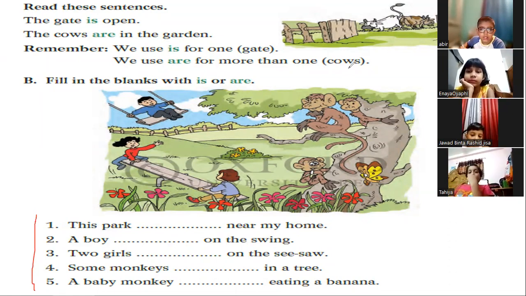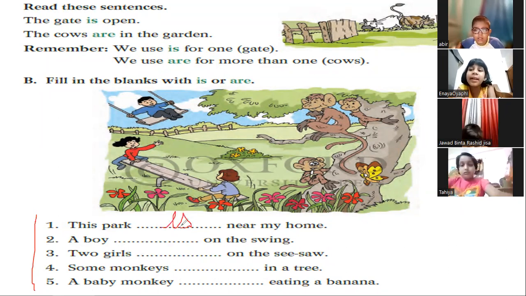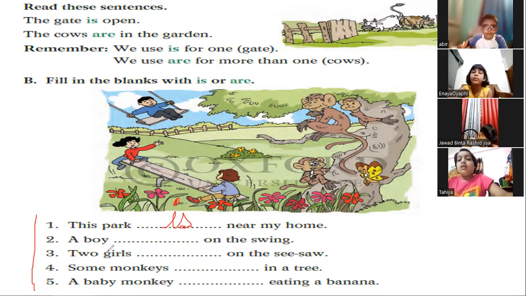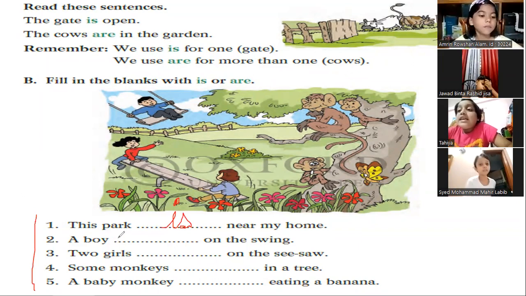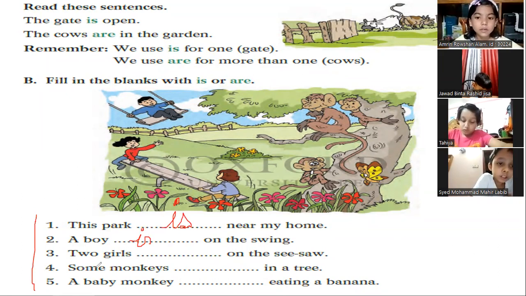What will be the answer of number one, Abir? This park? Yes, miss. I have completed my writing. Okay, Tahia, what will be the answer of number two? Miss, is. Very good. A boy is. Now Zawad.